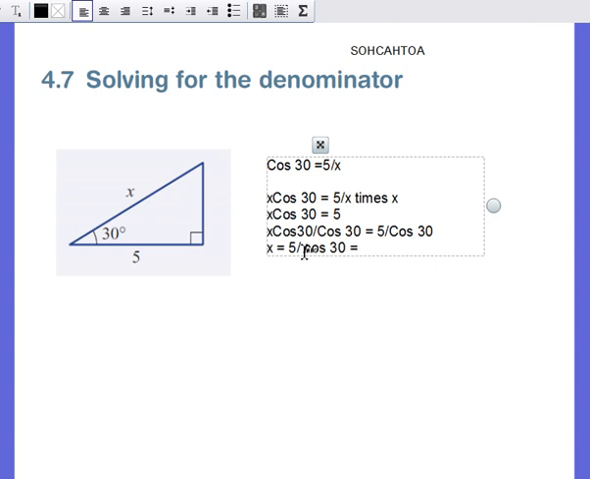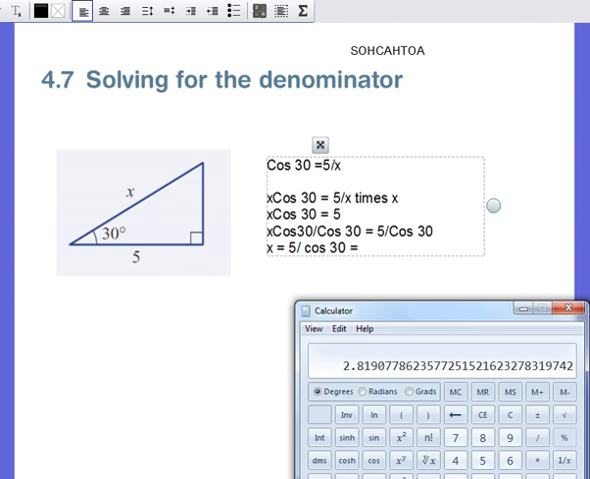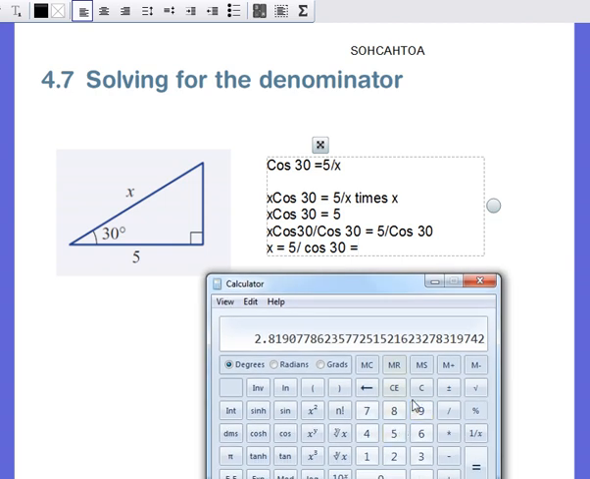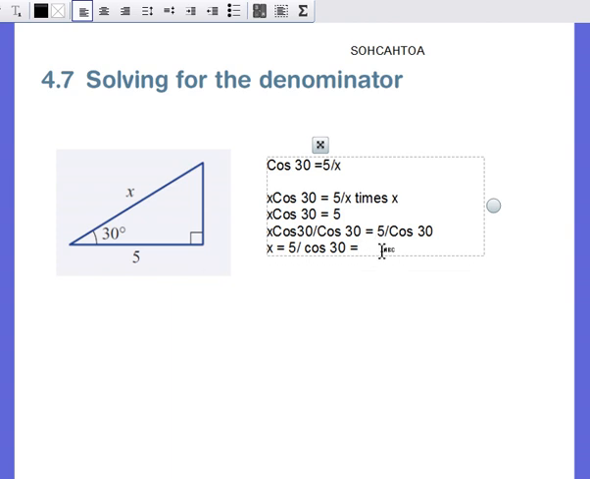And I can simply pop that into my calculator down here. Let's do a bit of popping. 5 divided by cos 30 is equal to 5.7735. Let's round it to 2 decimal places, 5.77. And there it is, we've found the length of the hypotenuse.